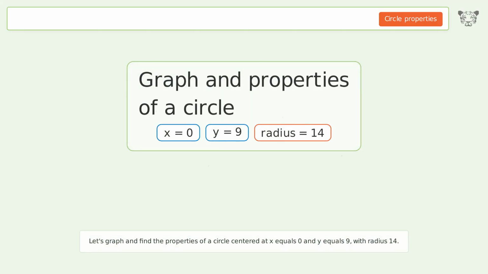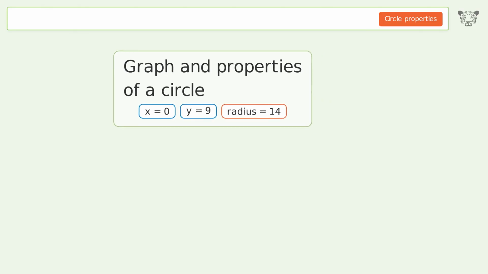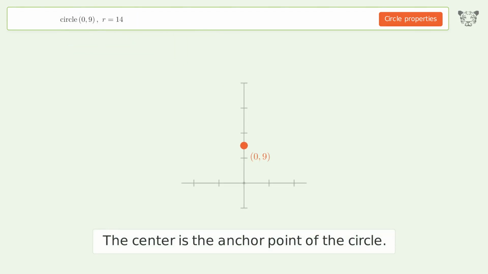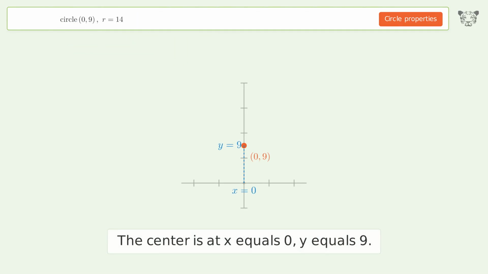Let's graph and find the properties of a circle centered at x equals 0 and y equals 9, with radius 14. The center is the anchor point of the circle. The center is at x equals 0, y equals 9.